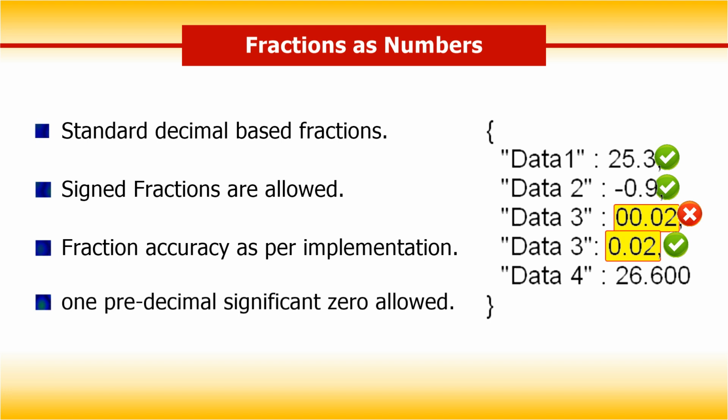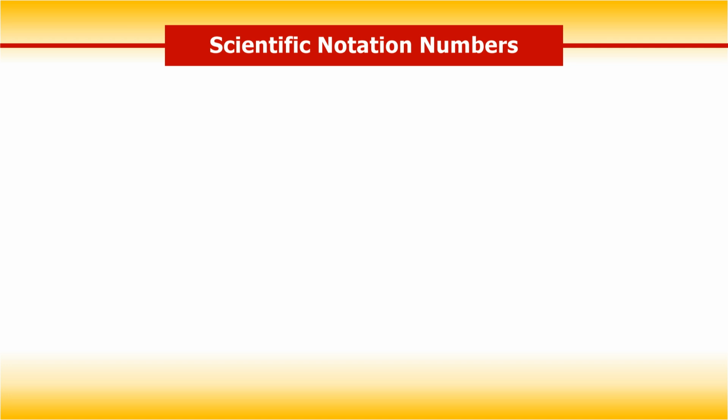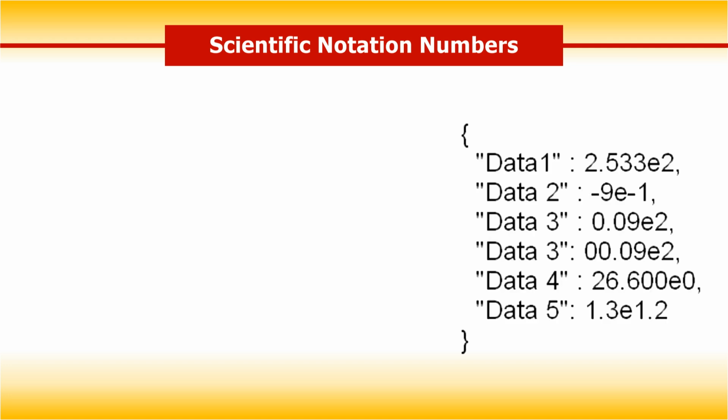Only one leading significant zero before decimal is allowed. In fact, it is essential to provide. More than one insignificant zeros are not allowed. Lagging zeros can be given as per need to define accuracy, but applications need to read it accurately as per degrees of significance. Scientific notation that is represented by integer or fraction part followed by exponent part can also be used with JSON.